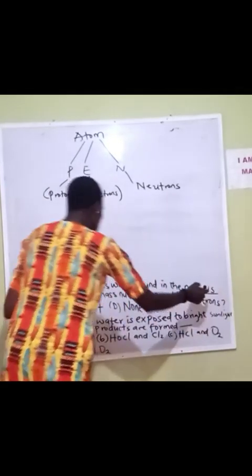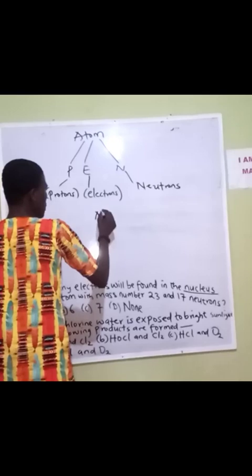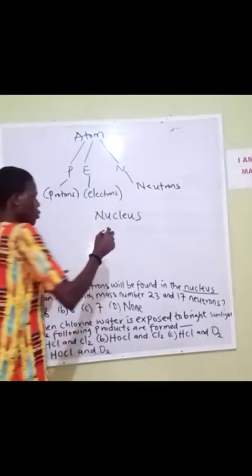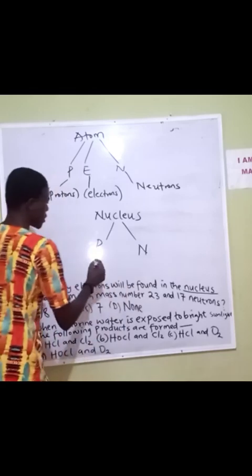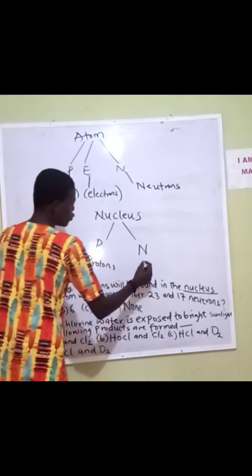How many electrons will be found in the nucleus of an atom? Now, take note, the nucleus of an atom contains what we call PN. That's the proton and neutron.